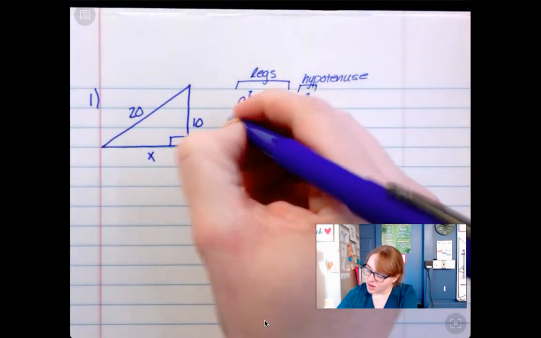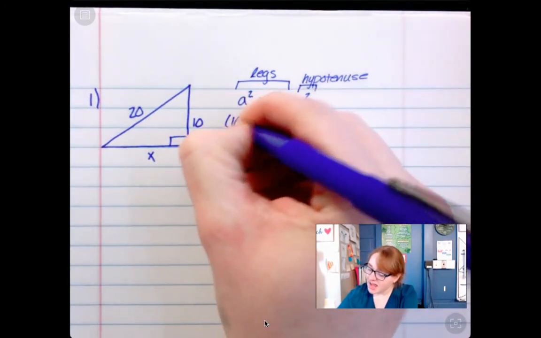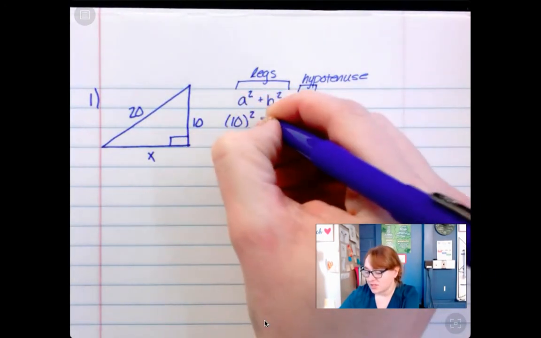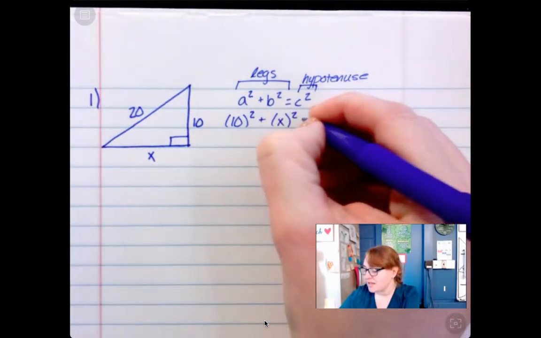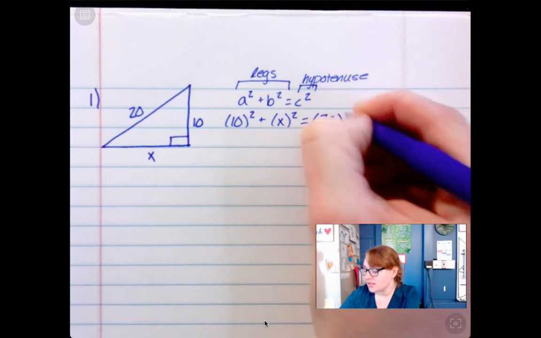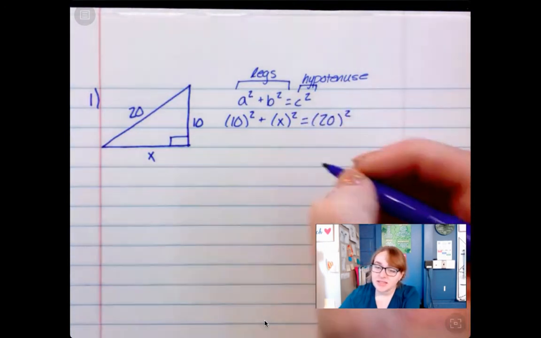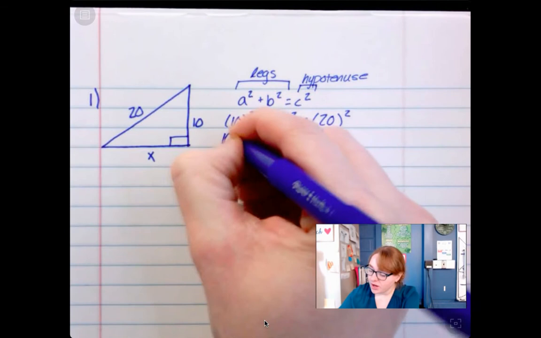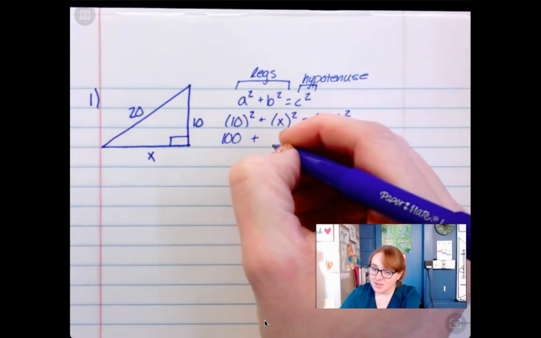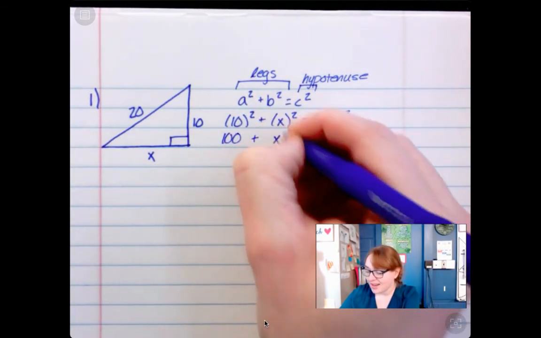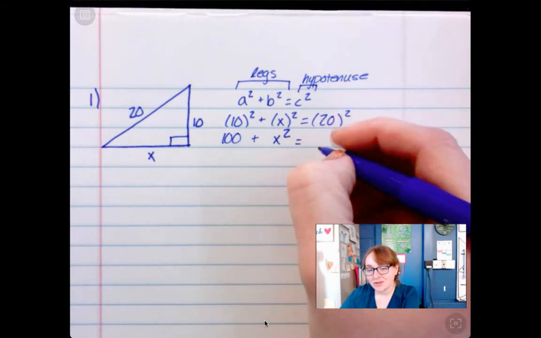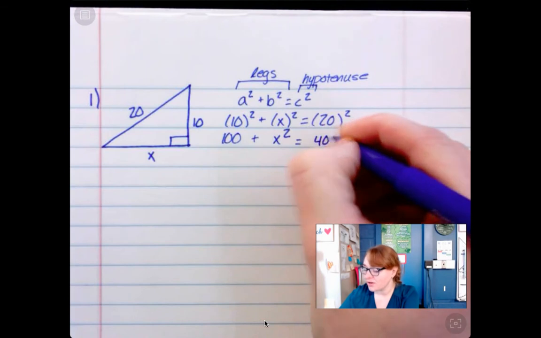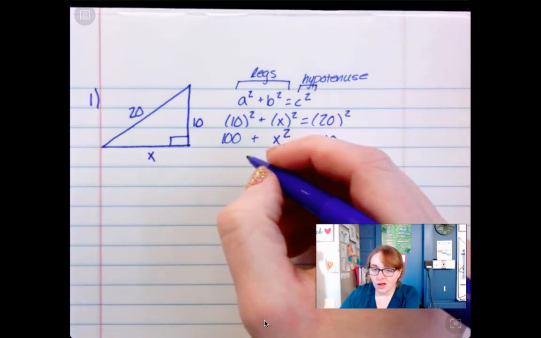All right, so I'm going to plug in 10 for a, so 10 squared plus x squared, our other leg, is equal to our hypotenuse of 20 squared. 10 times 10, or 10 squared, is 100. x times x, or x squared, is still x squared because we don't know what x squared is. And 20 times 20, or 20 squared, gives us 400 here.